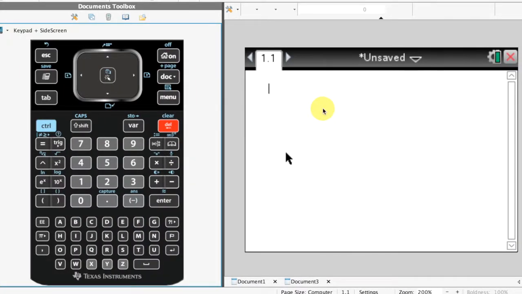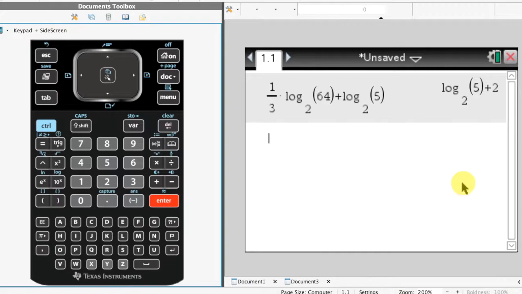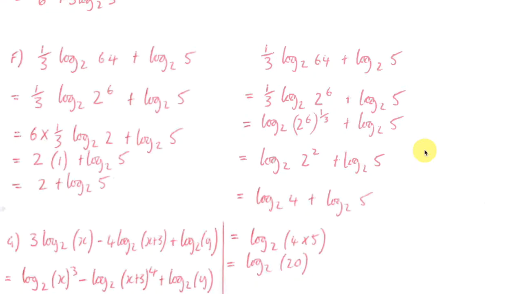So here's my CAS. I wanted a fraction, so it was fraction 1/3 being multiplied by log base 2, so control down here, log base 2 of 64 plus log base 2 of 5. Hit enter, and here my answer is log base 2 of 5 plus 2, which is the first option I had.